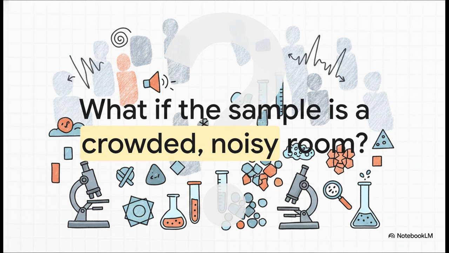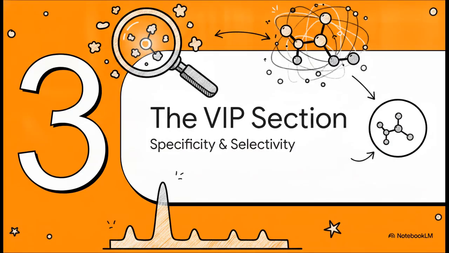Now, that's all great for hitting the target in a perfectly pristine, controlled setting. But what if our sample isn't perfectly clean? What if it's like a totally chaotic, completely crowded, noisy room full of other stuff? Which brings us to Section 3, the VIP section, specificity and selectivity.